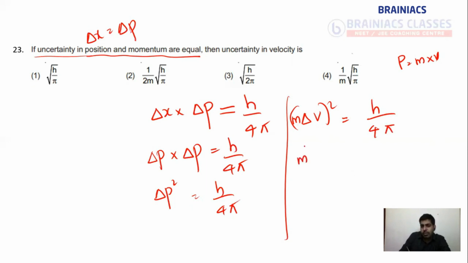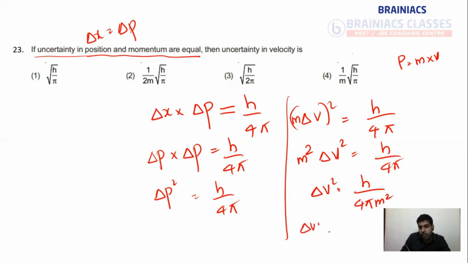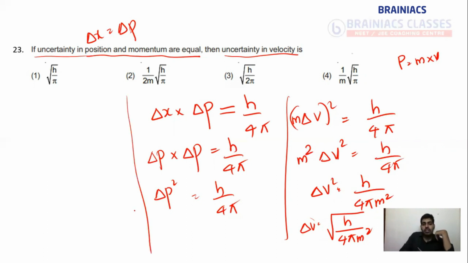So this will become m square into delta v square equal to h by 4 pi. So delta v square is equal to h by 4 pi m square. Taking root, you will get delta v equal to root of h by 4 pi m square. We have to calculate uncertainty in velocity, that is delta v. So no values are there. Option A, option B, option C, and option D, you cannot find this value.